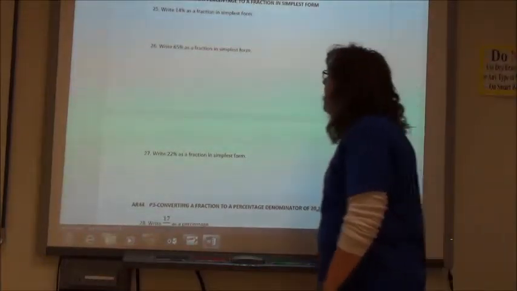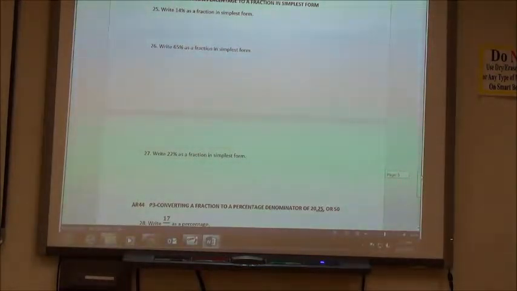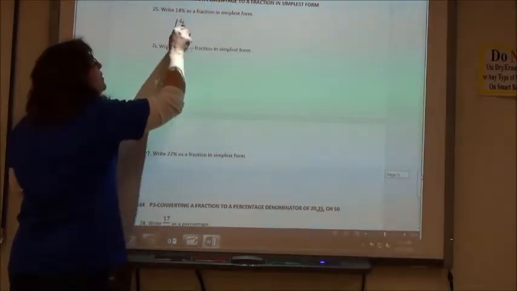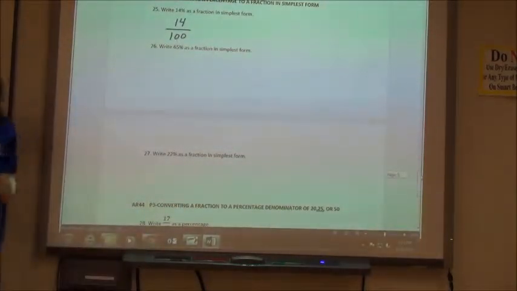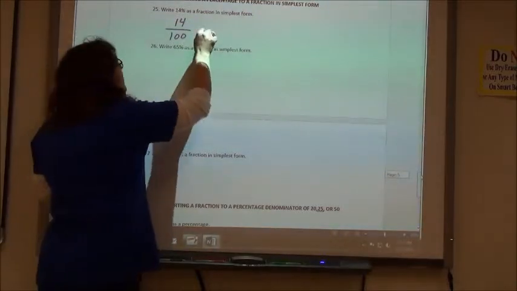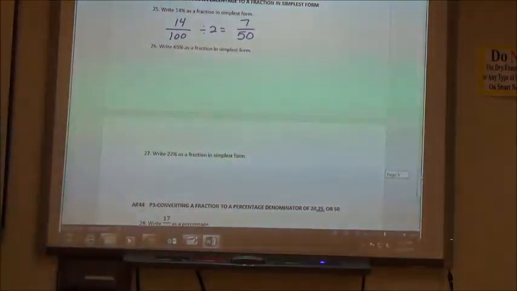Writing a percent as a fraction in simplest form. We said percent means out of 100, right? So to make a percent into a fraction, all we're going to do is put 14 over 100. 14% means I got 14 right out of 100 questions. Now, of course, I want my fraction in simplest form because I always like my fractions in simplest form, so I'm going to reduce it. Divide that by 2 and I would get 7/50ths. That's your answer? That's my answer. Exactly.